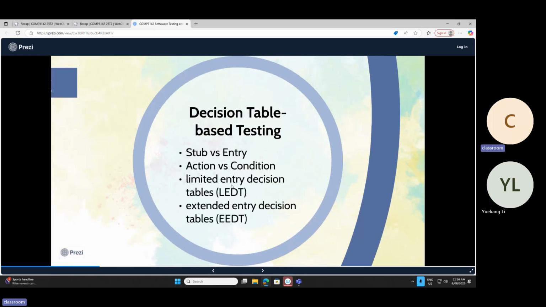And then we also learned another type of functional testing, which is called decision table based testing. So a decision table is like a model that can model the cause and effect of a program, right? So the causes are actually the program inputs, and the effects are the actions or the behaviors of the program. So here are some key concepts in decision tables.